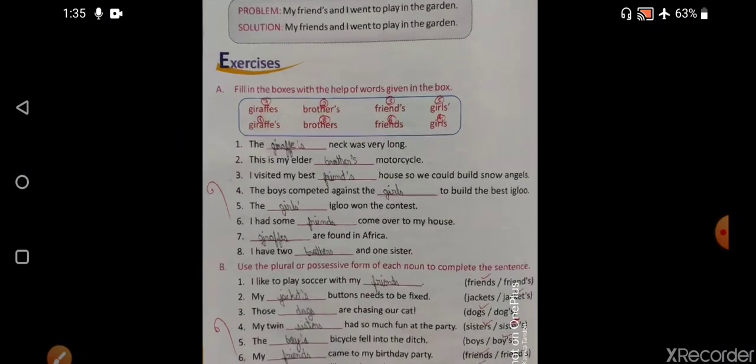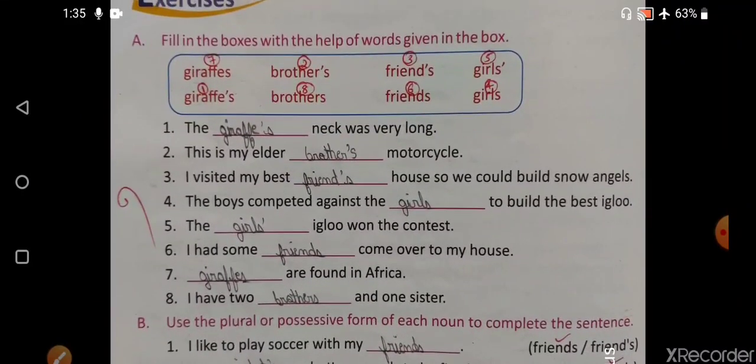Let us come on to the exercise. Here, fill in the blanks with the help of the words given in the box. So the dash neck was very long. Here we are talking about a giraffe, a single giraffe. So here it is showing possession. So giraffe, G-I-R-A-F-F-E apostrophe S. This is my elder brother's motorcycle. So brother's. It is not the plural wala brothers, it is apostrophe S brother's. Both are pronounced kind of the same.